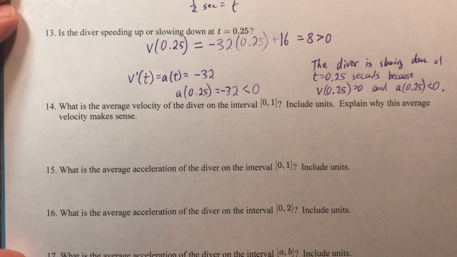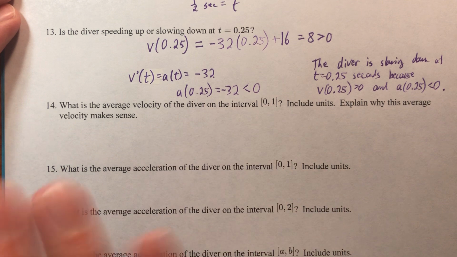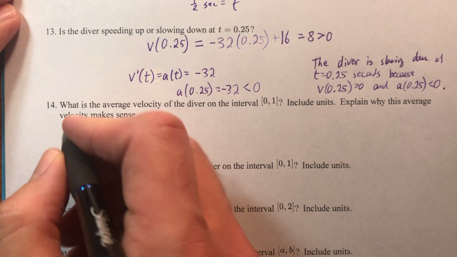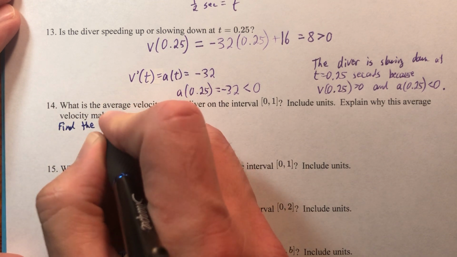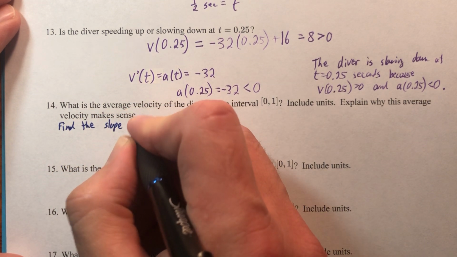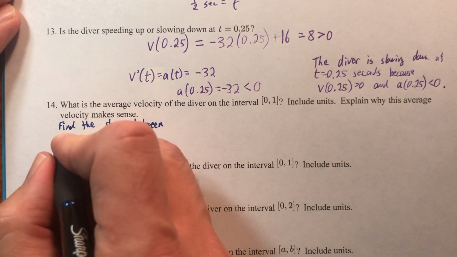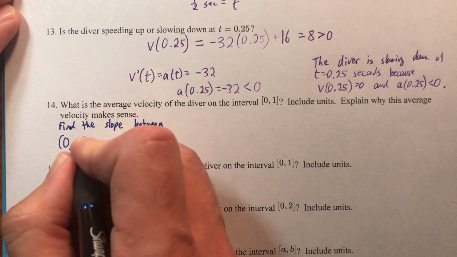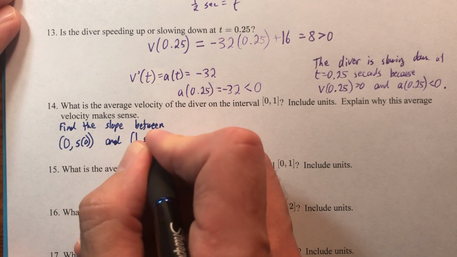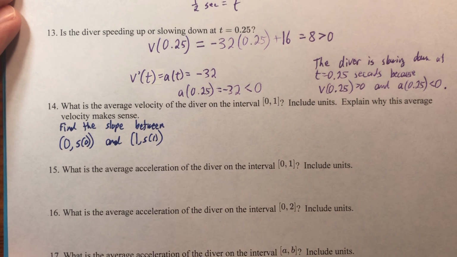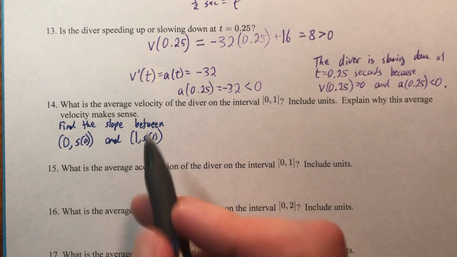Let's switch to blue. I want to know the slope between, and I'm going to write that down. I'm just writing down some thoughts. I want to find the slope on the line that would connect, the secant line, if you will. Find the slope that would connect 0, s of 0, and 1, s of 1. And we're going to figure that out. In doing so, the units work out to be that represents velocity.